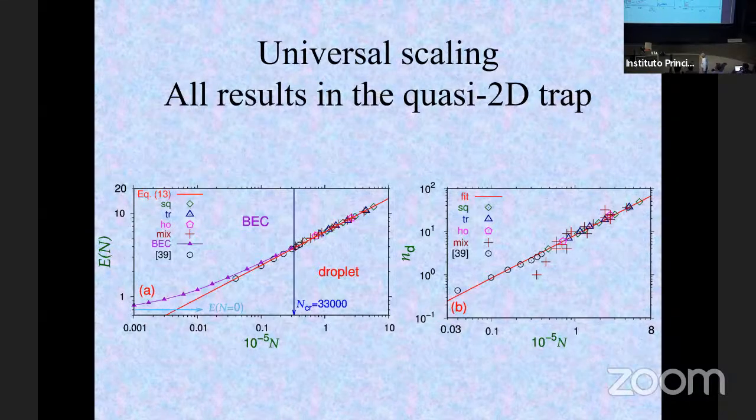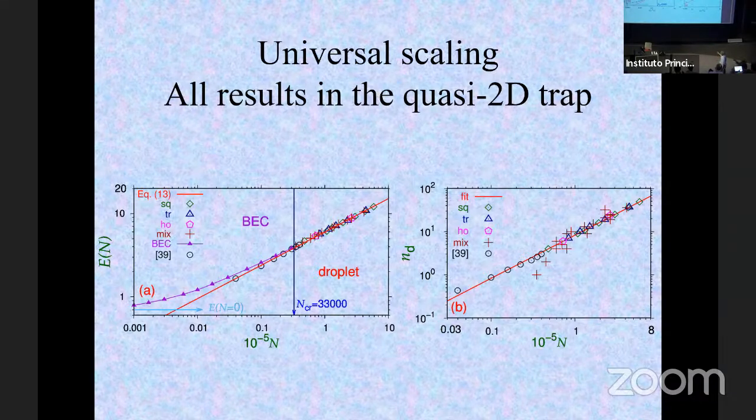These few circles are taken from another paper, reference 39, a paper by Blakie from New Zealand. He had a very strong trap and strong attraction, so the droplets are formed at small values of atom number, each droplet containing a small number of atoms. Here N is the number of atoms and this is the energy. But what is interesting is that it follows the same line.